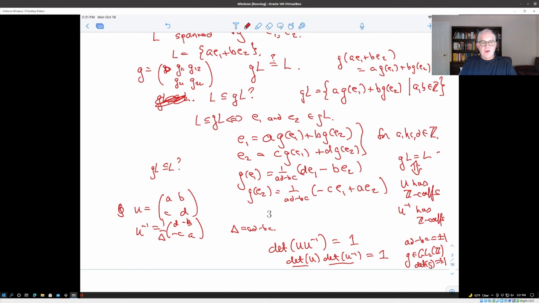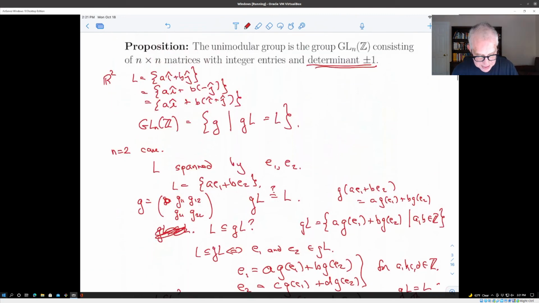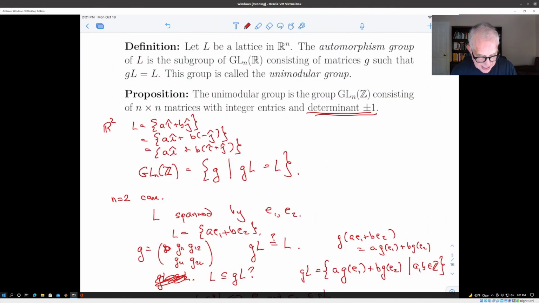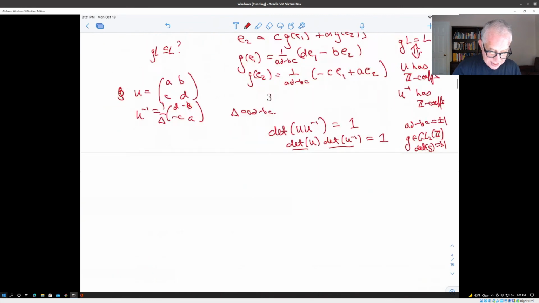If you want to do this for n by n matrices, this is essentially Cramer's rule. And Cramer's rule tells you that an n by n integer matrix is invertible, with its inverse also having integer entries, if and only if the matrix has determinant plus or minus 1. The thing to be careful of is that despite this notation, it's tempting to read this as n by n integer matrices with non-zero determinant, but it's integer n by n matrices whose determinant is plus or minus 1. That's the unimodular group.